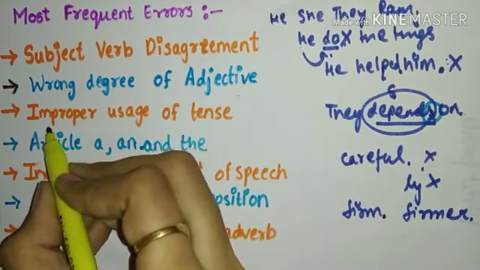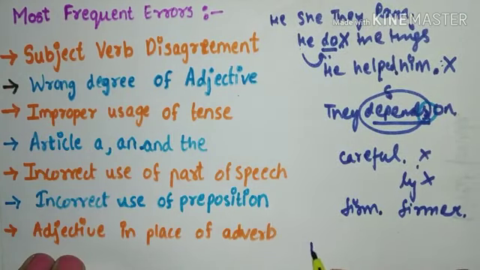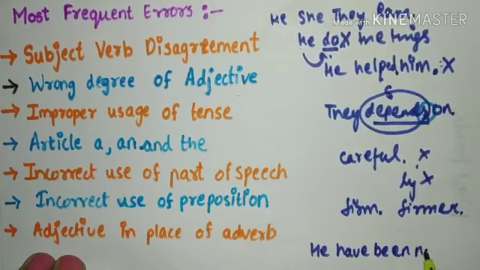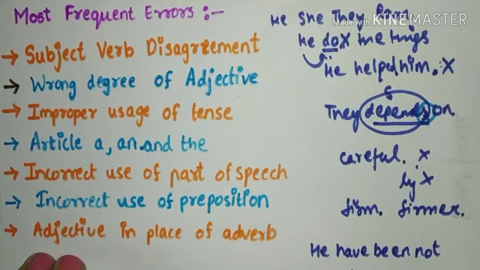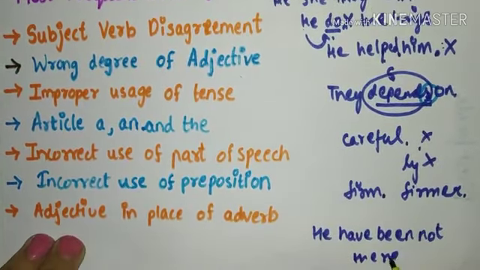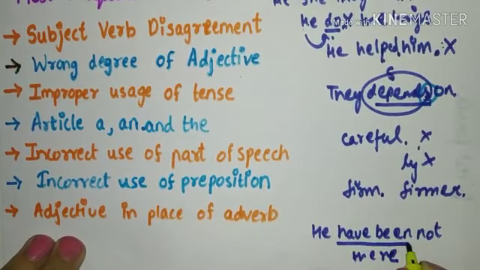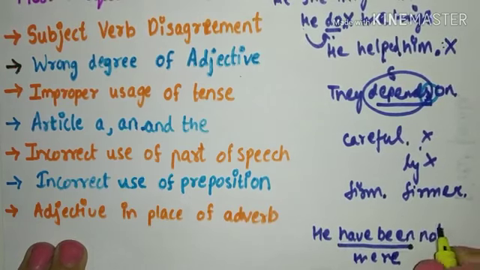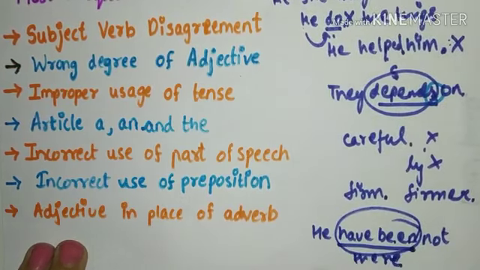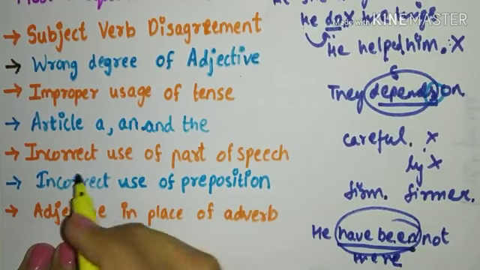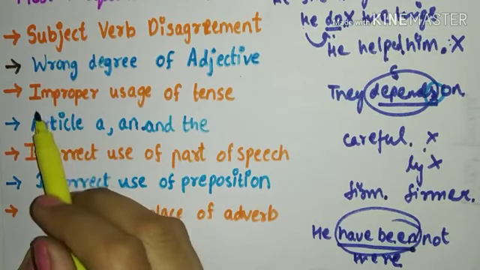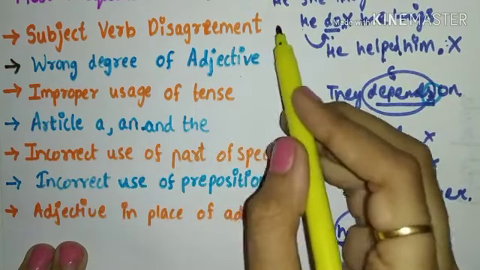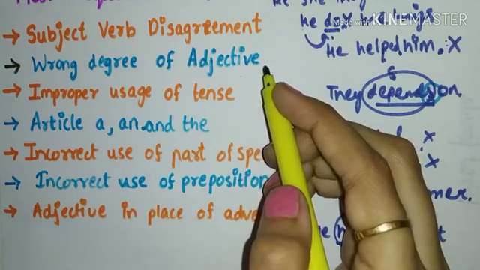Okay, next is improper usage of tense, like "he have been not there", something like this. This is basically the wrong one in case of past tense, future tense questions. Tense has not been used perfectly, so a lot of questions you are going to encounter in which the improper usage of tense will be there. So these three are basically the most frequent types of errors which are spotted.